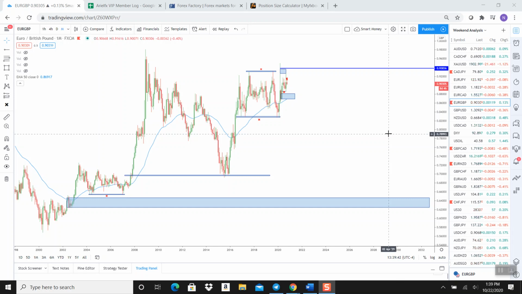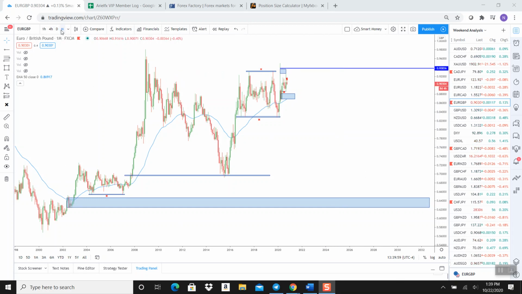So Euro GBP, I want to first start off by doing a top-down analysis on this pair. Okay, Euro GBP, it absolutely looks gorgeous. So just hang in with me, all right? Soak in as much information as you can, take good notes, and let's get rolling.